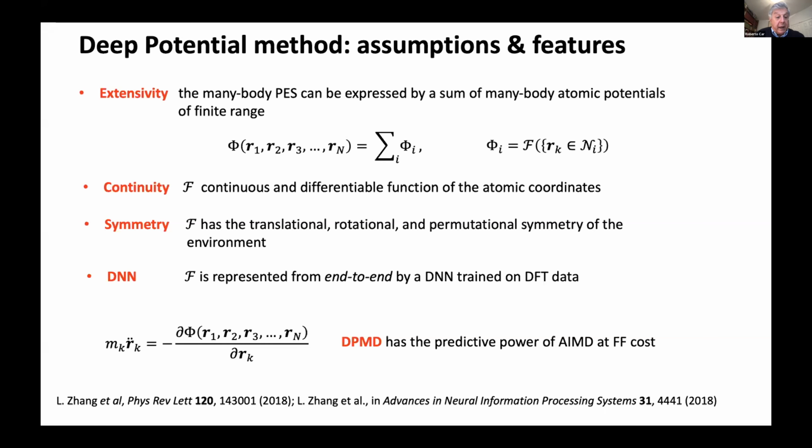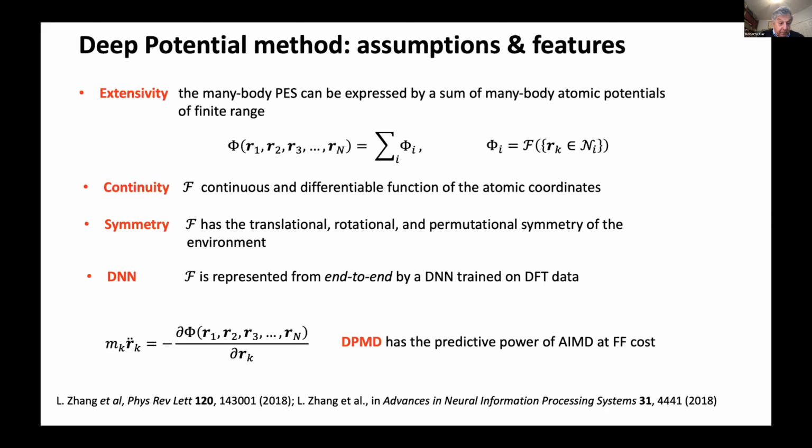In addition to this assumption, there are other features of the function F that represents the atomic potential. One is that it must be a continuous and differentiable function of the atomic coordinates. Another is that it retains the translational, rotational, and permutational symmetry of the environment. Finally, the function F is represented by a deep neural network that is trained on density functional theory data. We call this representation end-to-end in the sense that, in addition to the requirement of continuity and symmetry, it does not include any ad hoc assumption on the way in which the potential depends on the atomic coordinates.